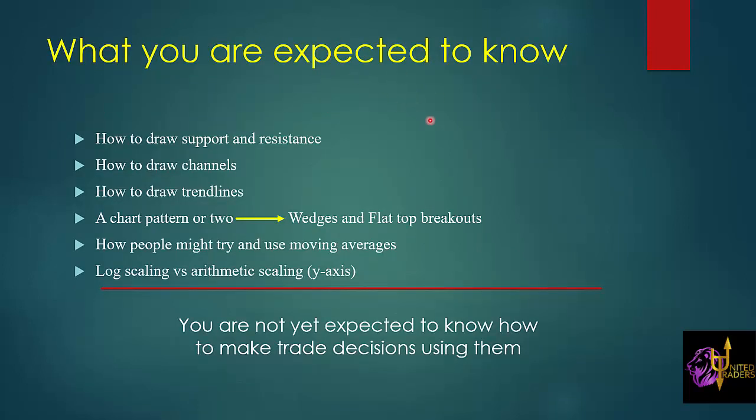So what you're expected to know up to this point: how to draw support and resistance lines, how to draw channels, how to draw trend lines. Remember 3 points of contact. On upward trend lines, we connect the lows. On downward trend lines, we connect the highs. Also a chart pattern or two, such as wedges and flat top breakouts.